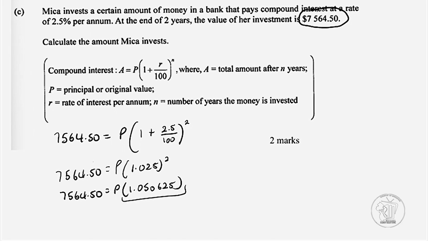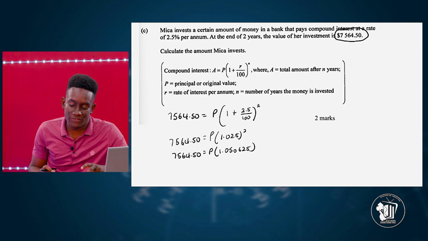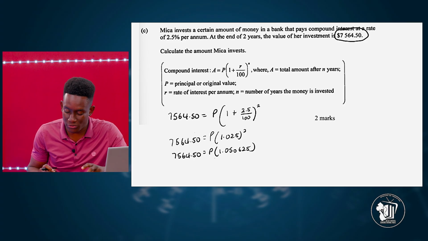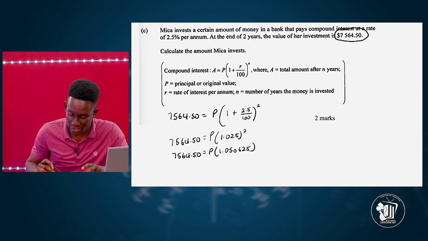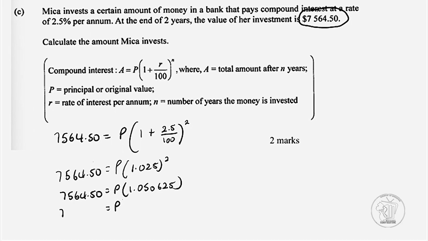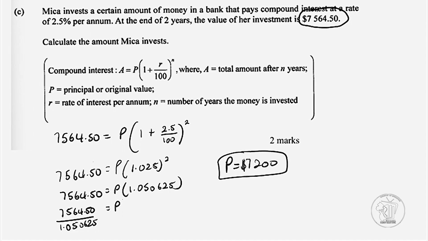So we want to find our value for P. This number here is multiplying, so we take it over and we divide. So we'll have 7,564.50 divided by 1.050625, and that will give us a value of P. This would give us a value of P being equal to 7,200, a nice number. So we can say therefore 7,200 was invested by Mika, and that is the answer for this question.